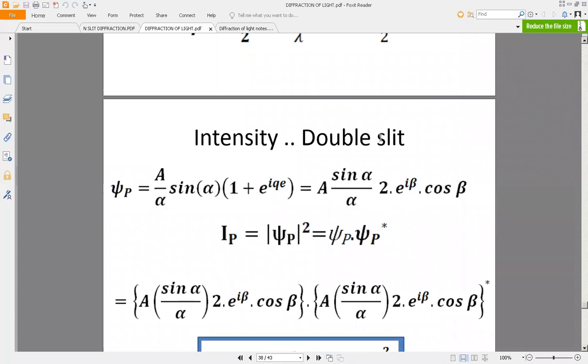Please pay attention here to this term, A sin alpha by alpha is a real quantity, so you don't have to bother about it. Cos beta is also a real function. Sin and cos are real functions, not complex. The only thing making it complex is this e power i beta, right? So in place of i, you just replace it with minus i. That is going to give you the complex conjugate of this particular function.